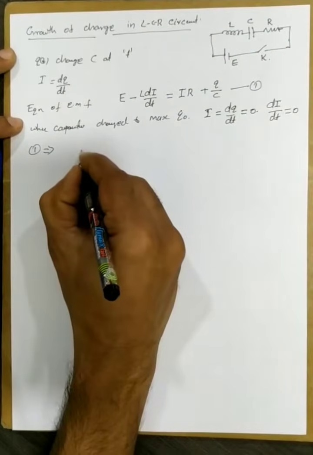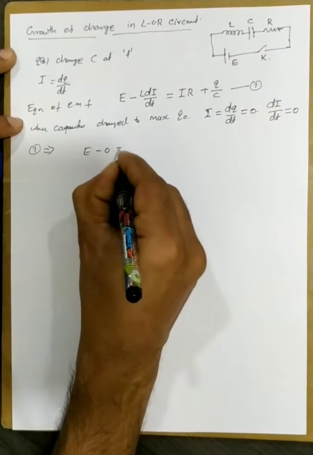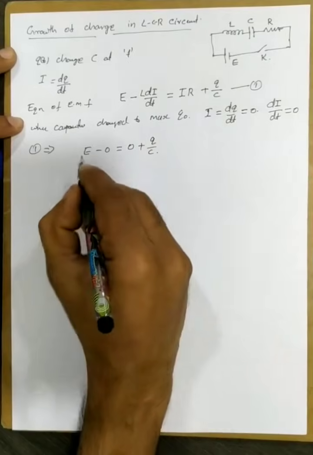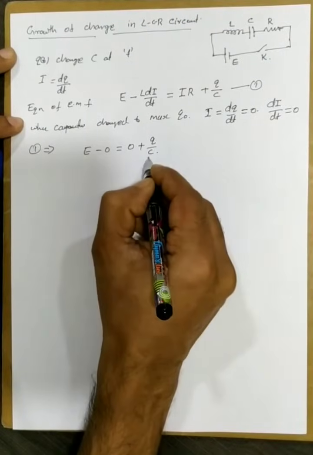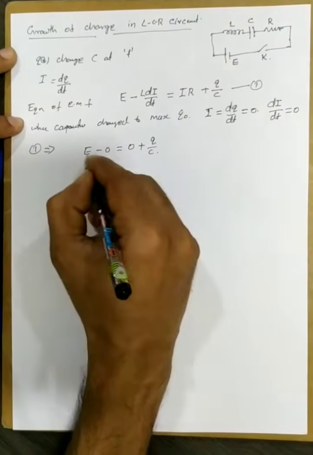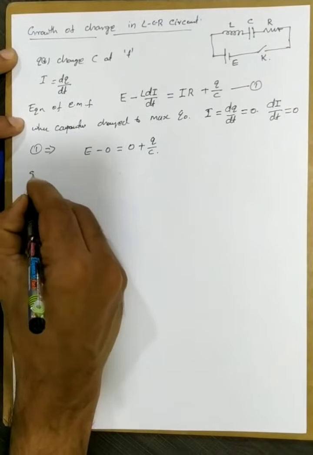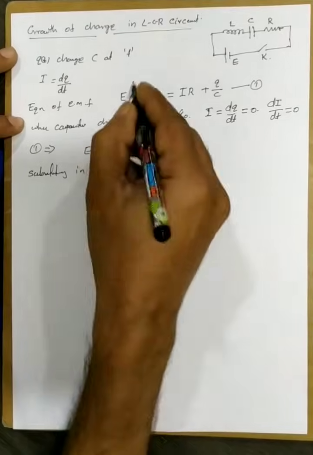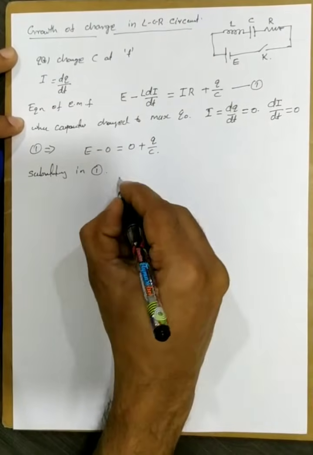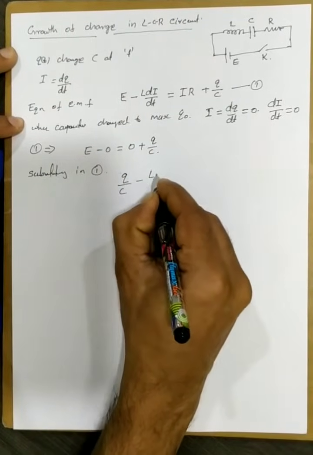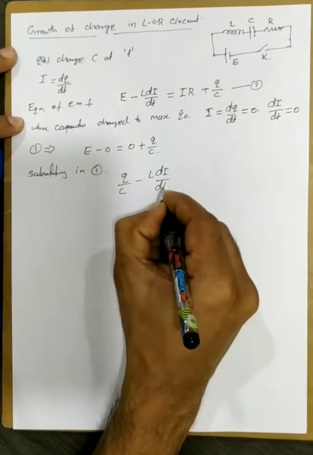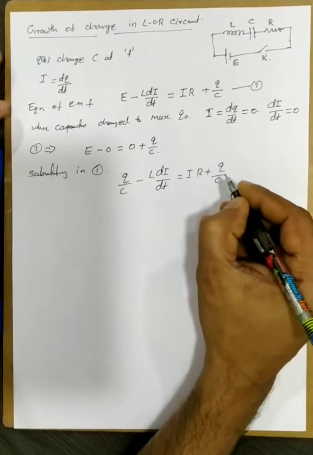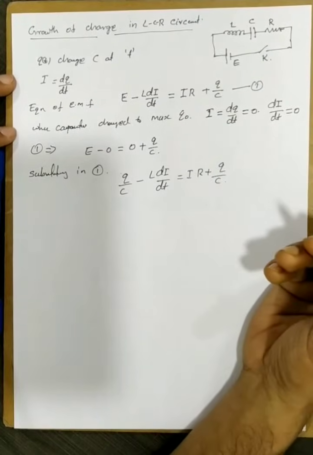So on the left hand side we have E minus 0, and on the right I is also 0, so 0 plus Q by C. So we got an expression for E: E is equal to Q by C. Now substituting this value for E in equation 1, we get Q by C minus L di by dt equal to IR plus Q by C.